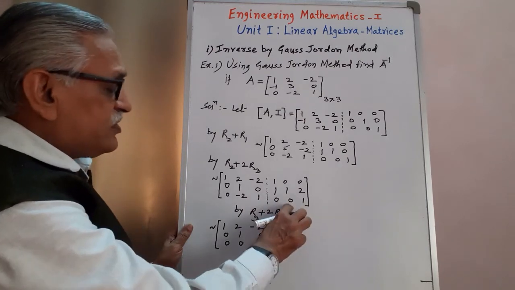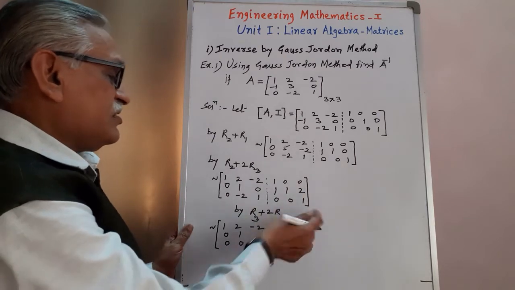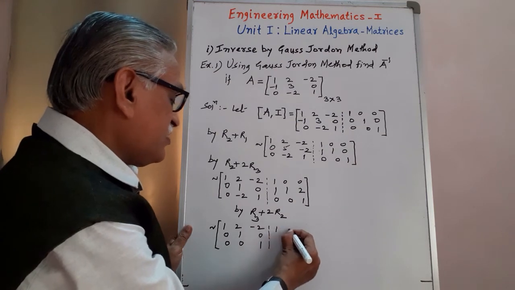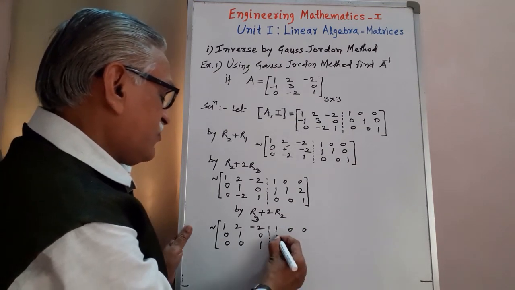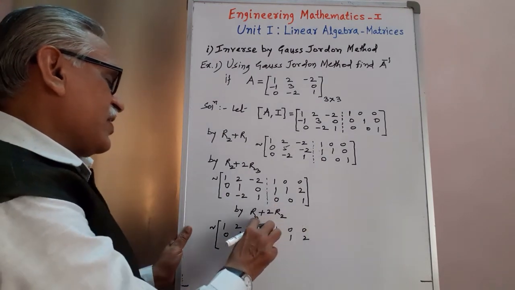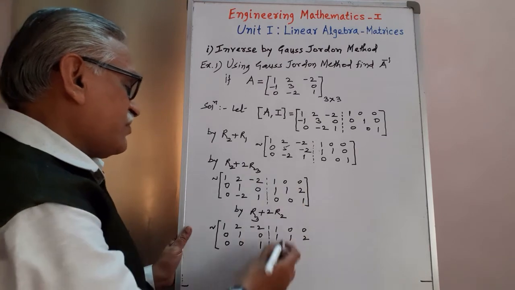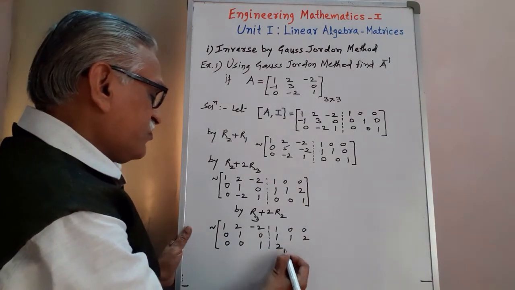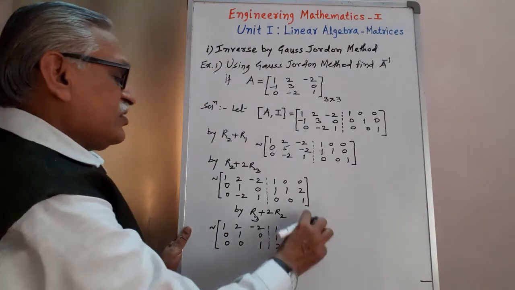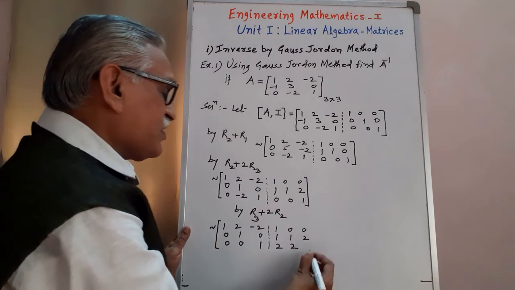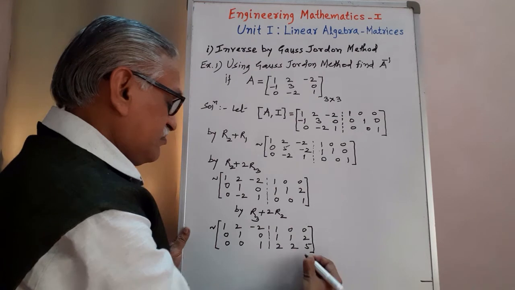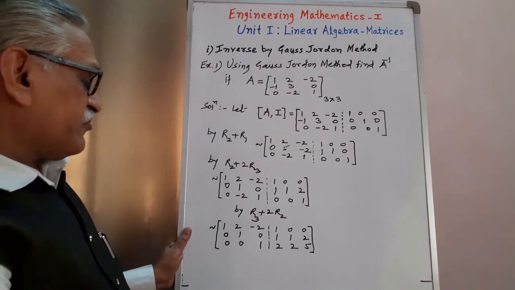And in the same way, apply it on this right hand side matrix, the identity matrix. First two rows no change: 1, 0, 0, 1, 1, 2. Then apply this: 0 plus 2 times 1, 0 plus 2 we get 2. Again 0 plus 2 times 1, 0 plus 2 we get 2. 1 plus 2 times 2, 1 plus 4, we get 5.